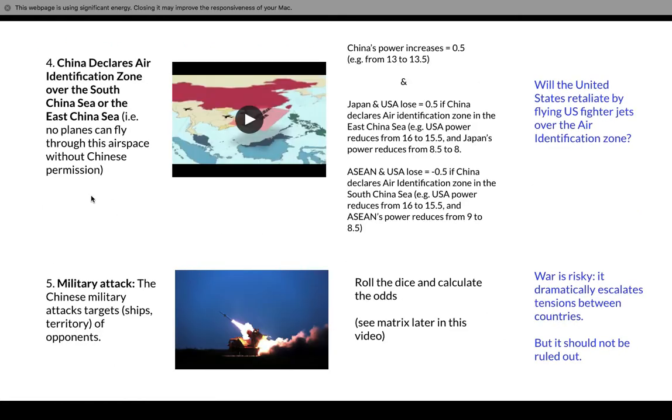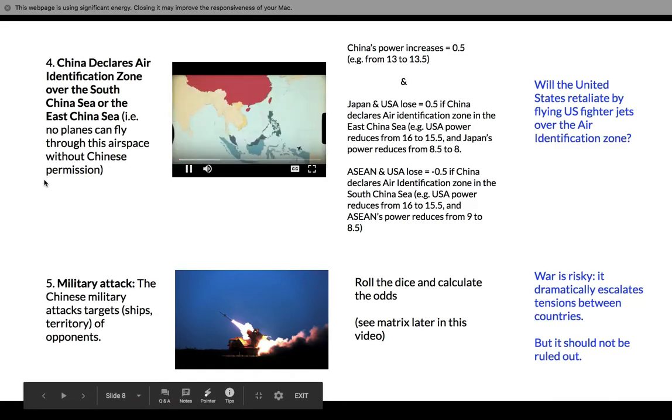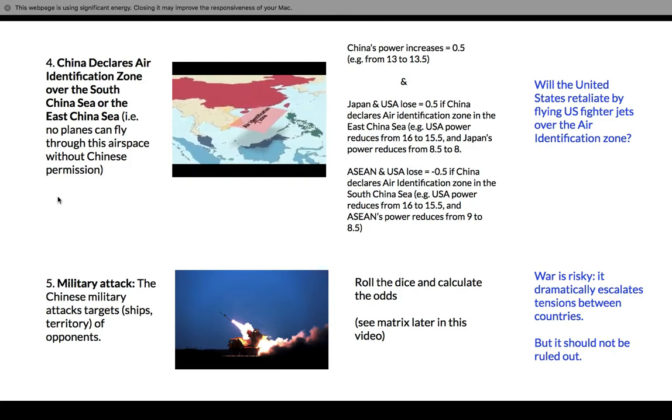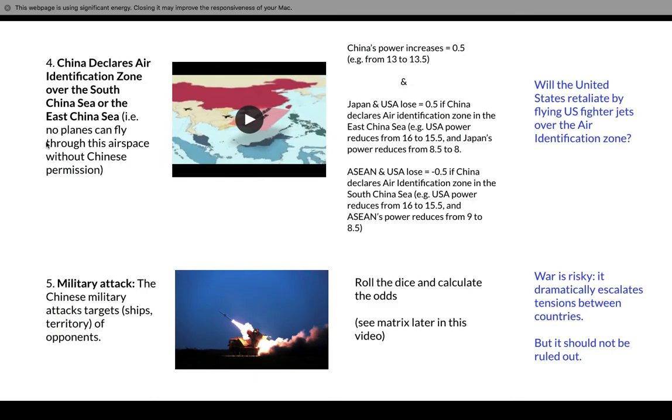Another thing that China can do is declare an air identification zone over the South China Sea. What this means is that no planes can fly through the airspace without Chinese permission. This is a really aggressive move. This is basically saying that this is definitely China's maritime jurisdiction. So it's a very bold, aggressive move.